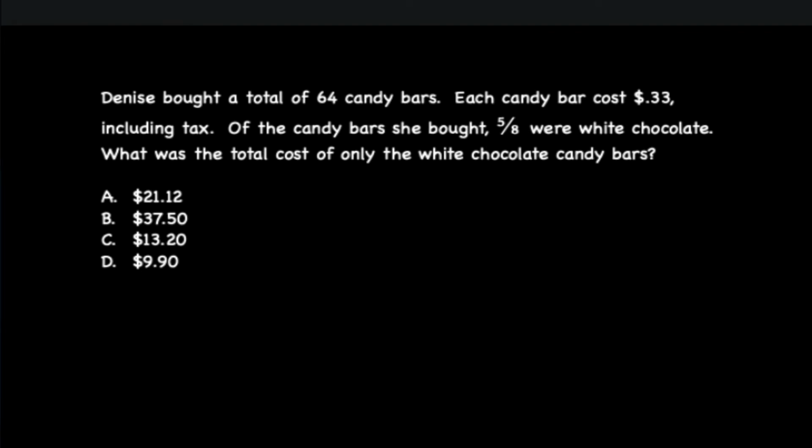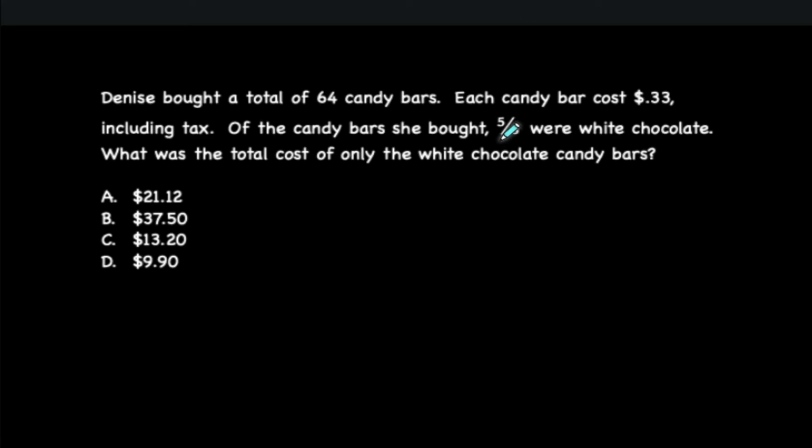So we have this word problem here, and let me go ahead and begin by reading what the question is asking. Okay, so what was the total cost of only the white chocolate candy bars? Okay, so we know that we're looking for a total cost of just a specific type of candy, okay? So that means we're taking a fraction of something. All right, so let's go ahead and read through this word problem. Denise bought a total of 64 candy bars. Each candy bar cost 33 cents, including tax. Of the candy bars she bought, 5/8 were white chocolate. What was the total cost of only the white chocolate candy bars?